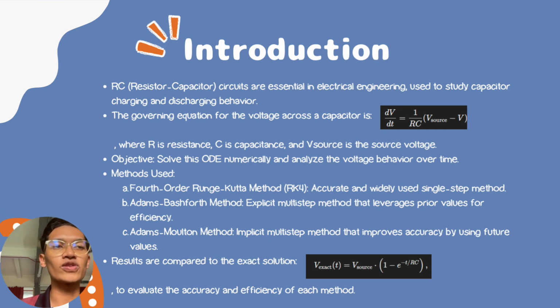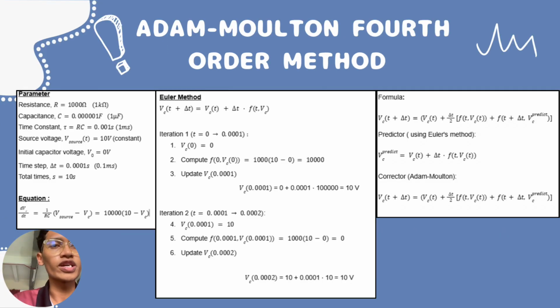Results are compared to the exact solution. V exact of t equals V source times (1 minus exponential of negative t over RC). Another goal is to evaluate the accuracy and efficiency of each method. So my group has chosen the Adams-Moulton fourth-order method.